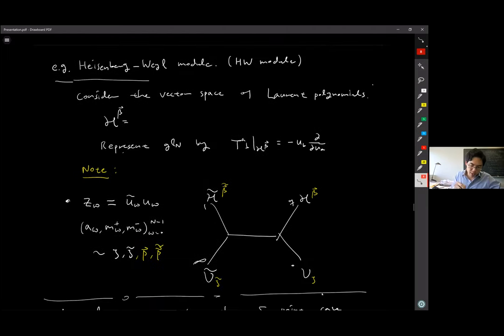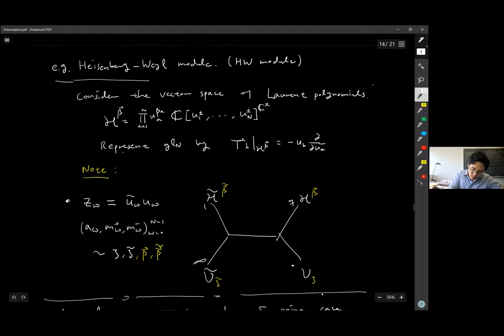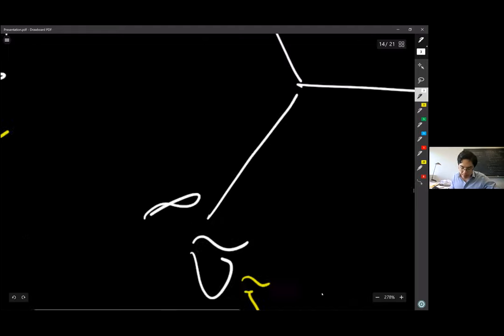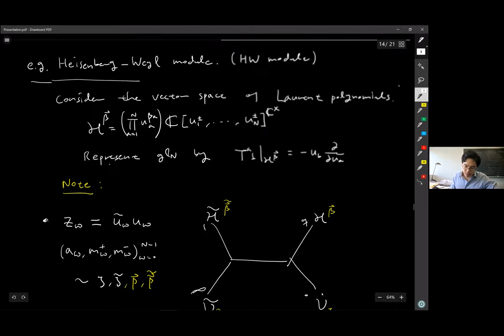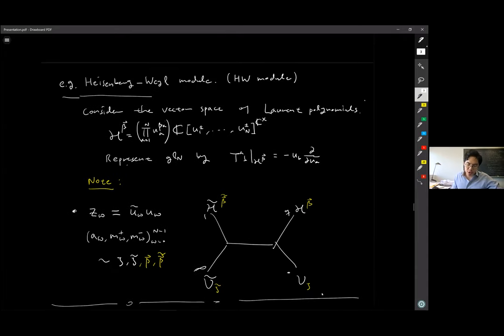And those representations are, for example, the Heisenberg bimodule that I introduced earlier. So consider the vector space of Laurent polynomials with n auxiliary variables. We only consider the degree zero piece of Laurent polynomials in n auxiliary variables. And we represent a GLN algebra by this differential operator. And it's obvious that this satisfies the commutation relations of the Lie algebra.